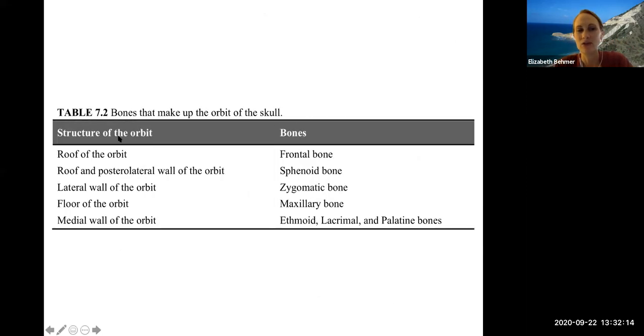So this takes you through the structure of the orbit, what makes up the roof of it, that frontal bone, the different posterior lateral walls, the floor, and the medial wall of the orbit. And again, the orbit is just the space where your eyeball would sit. And these are the bones that make up the different parts of the orbit.